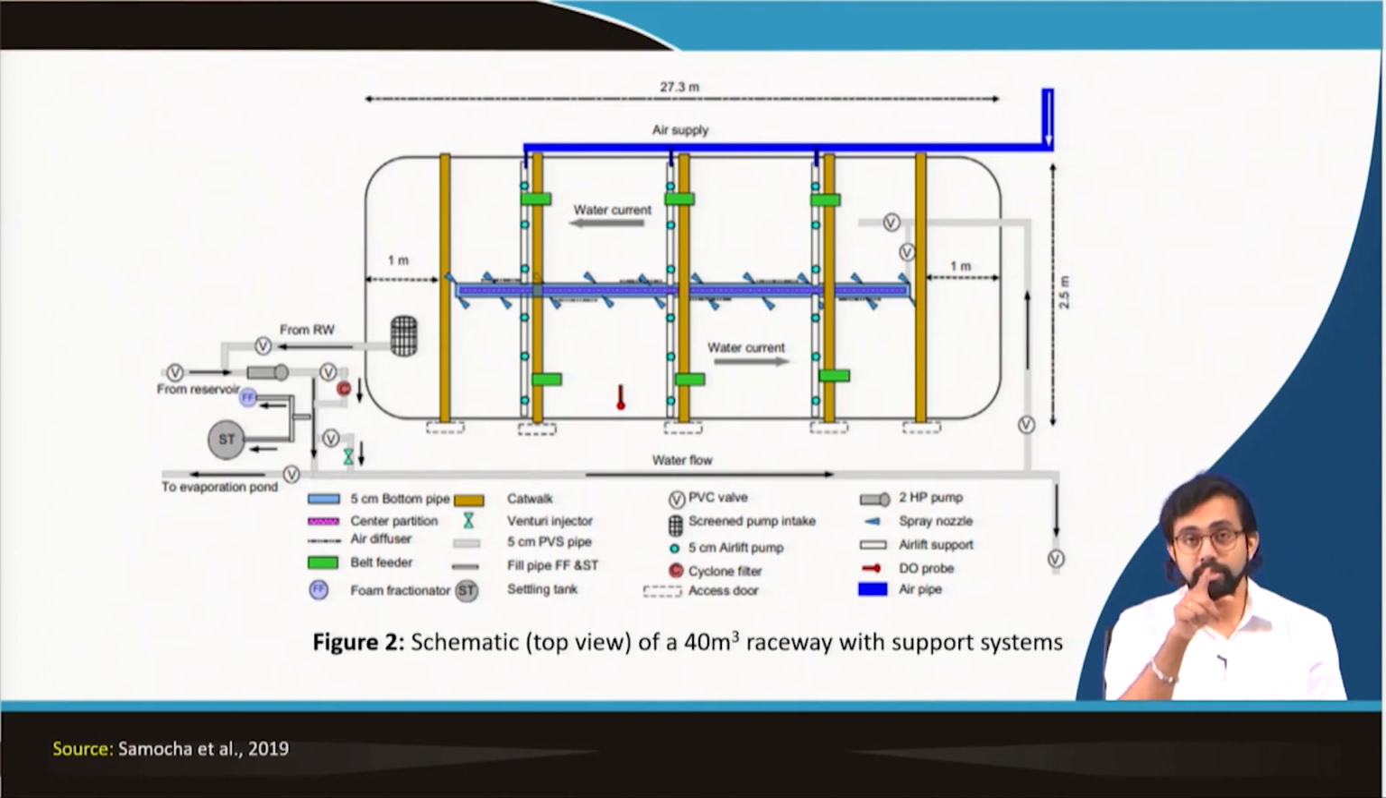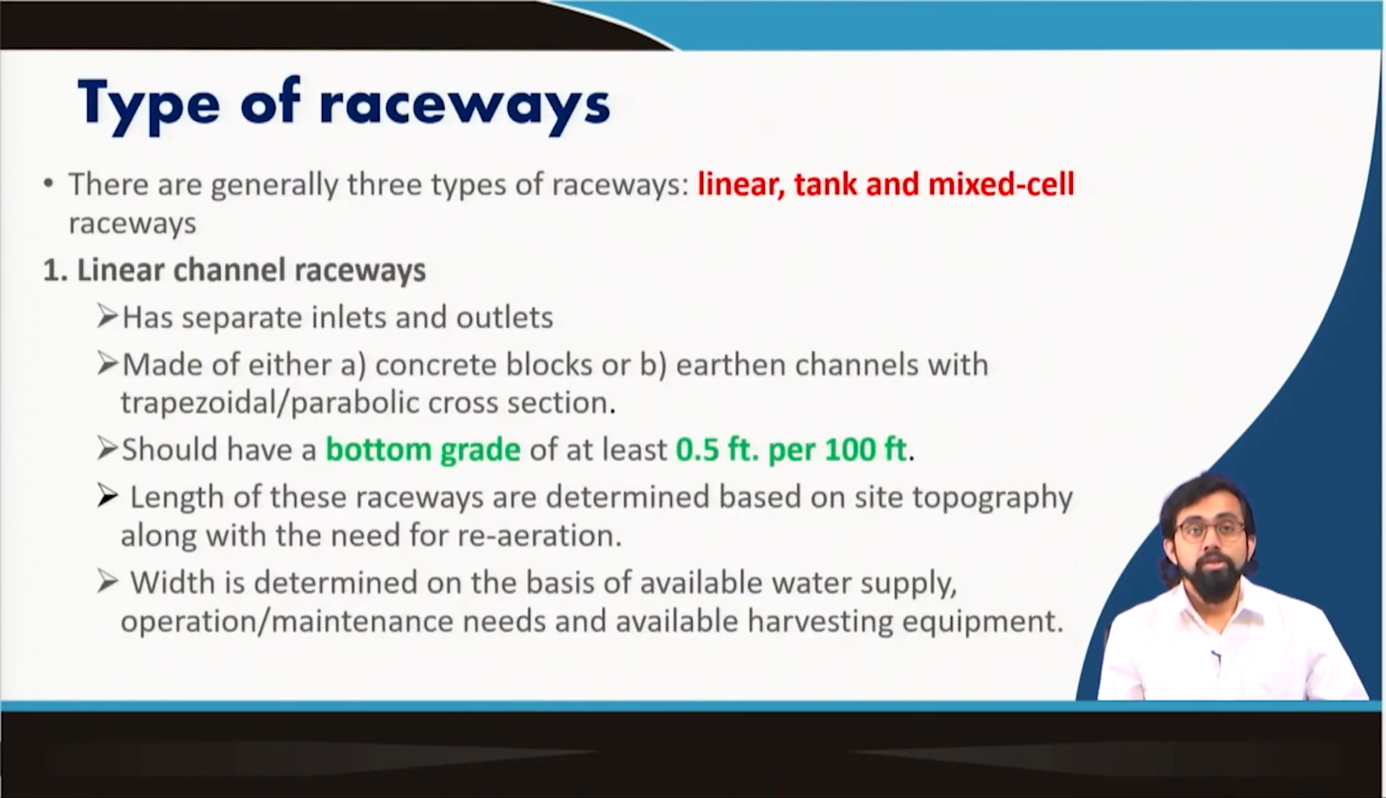In general, it makes water flow possible in this kind of system, and the air supplies are there to provide additional aeration through the nozzle and through diffuse aeration systems in this particular case. So what are the types of raceways? In general, we have linear, we have tank raceway, and we have mixed cell raceway. In the case of a linear raceway, it has a separate inlet and outlet.